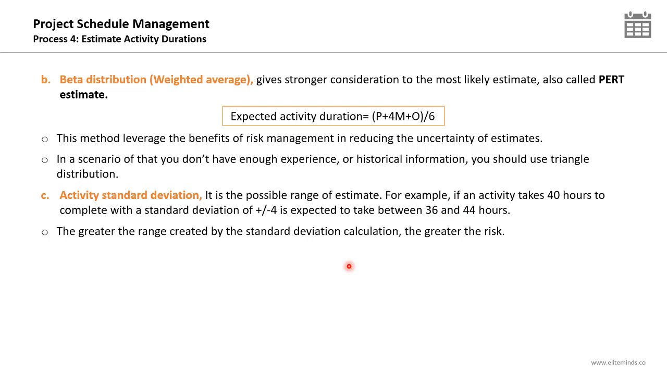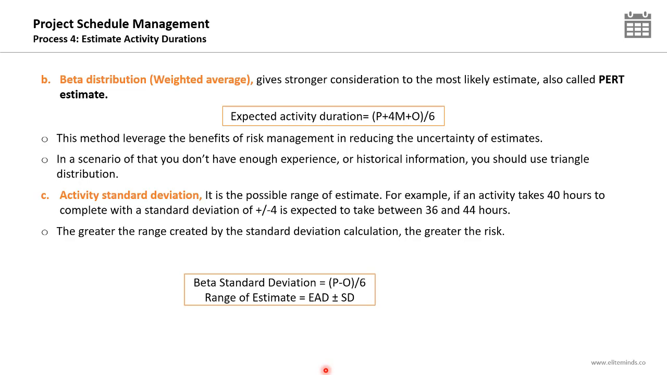The greater the range created by the standard deviation calculation, the greater is the uncertainty and the risk associated with this activity. This is a very important sentence for the exam. The greater the range of the estimate, the greater is the uncertainty and the risk.